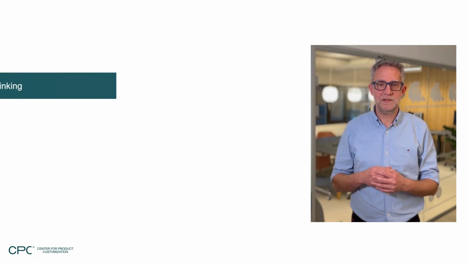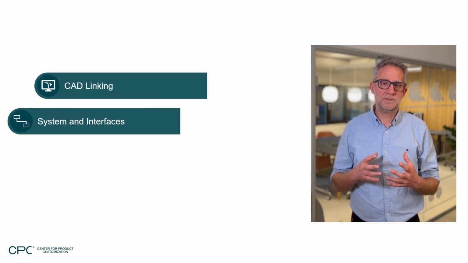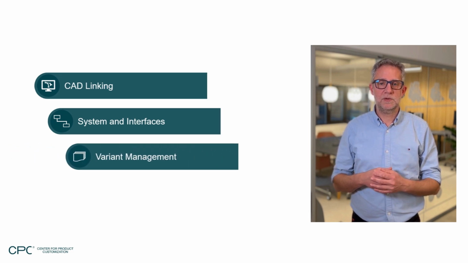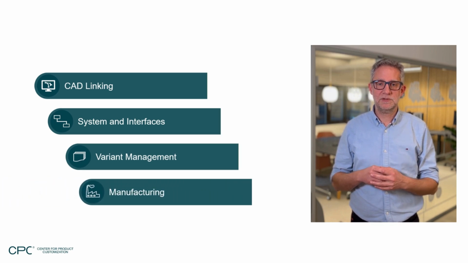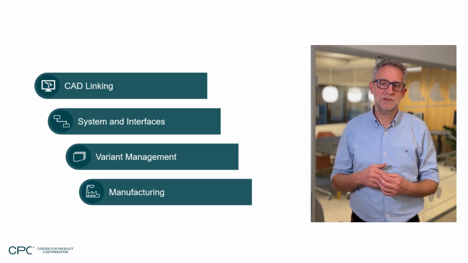Once you have a modular product structure in place inside your PLM system, there's many possibilities to add even more value. For example, link CAD data to modules to visualize the product, work with systems and interfaces, manage module variants and product variants to filter an overloaded product structure, and define structures for manufacturing purposes. I hope that you have enjoyed this demonstration of how you can define and visualize your modular product architecture and bring it into a PLM system.